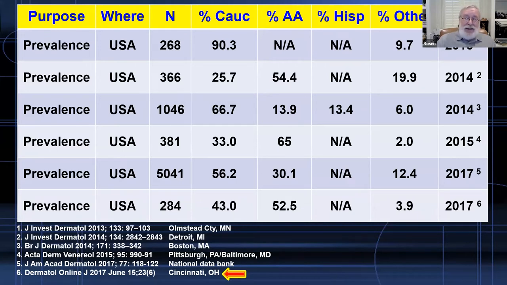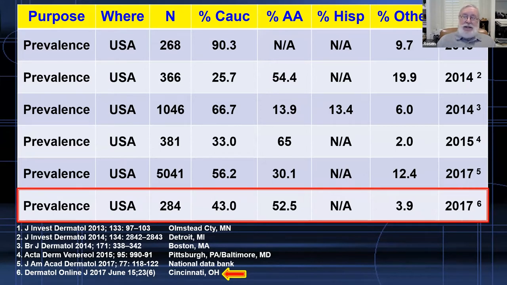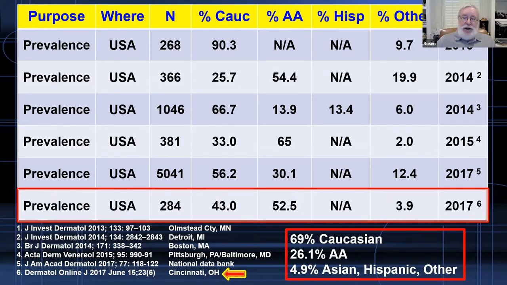The one I think is the best is the last one. That was done in Cincinnati, Ohio. And you can see, while both African Americans and Caucasians to a lesser extent, 3.9% were Hispanic and Asian, will get hidradenitis, a majority, over 50%, were African American. But look at the time this study was done, look at the composition of the county in which Cincinnati resides. It's 69% Caucasian, but 43% of those who got hidradenitis were Caucasian. It was only 26.1% African American, but 52.5% of those who got hidradenitis were African American.